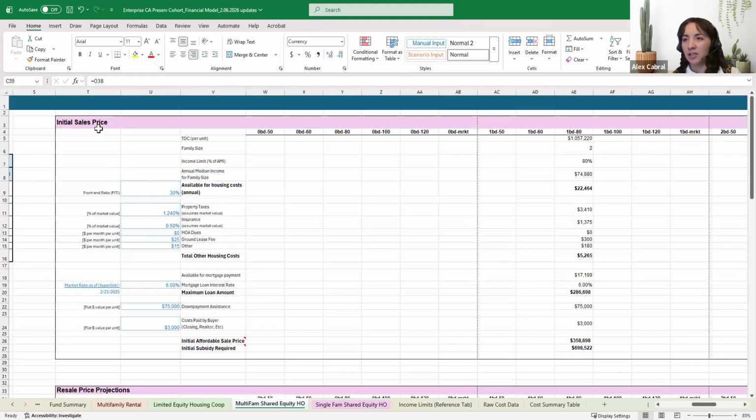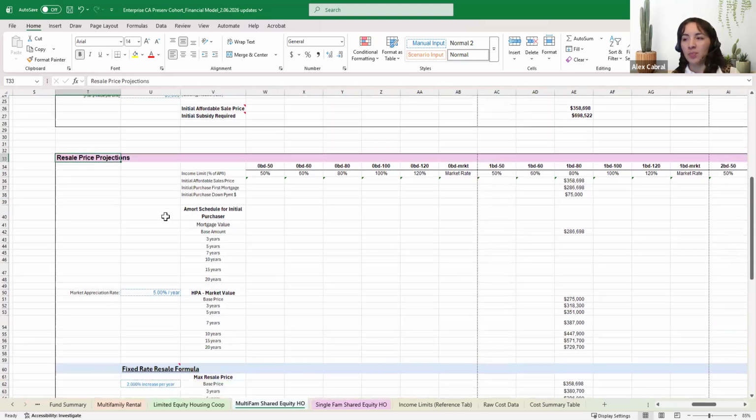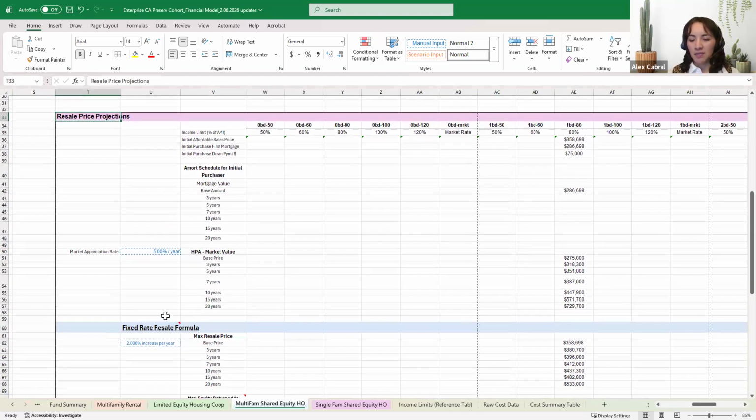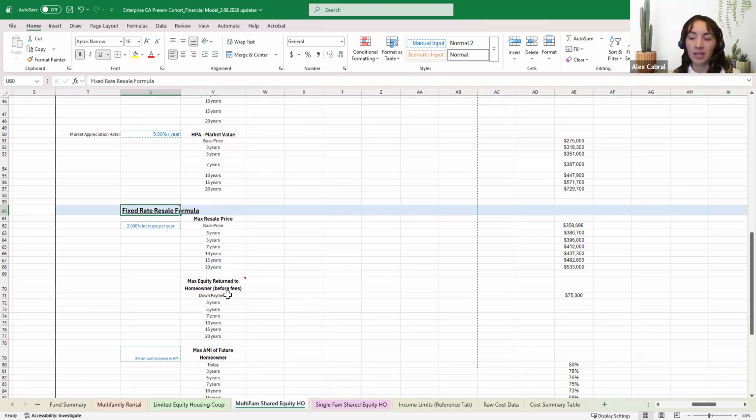Below this initial sales price table to the right are resale price projections. Now, this is the sweet spot of shared equity formulas. The beautiful thing about shared equity is that it remains affordable in perpetuity. And the way it remains affordable in perpetuity is that you would do a really good job at calculating the initial affordable price and using an informed resale formula to set the price thereafter.